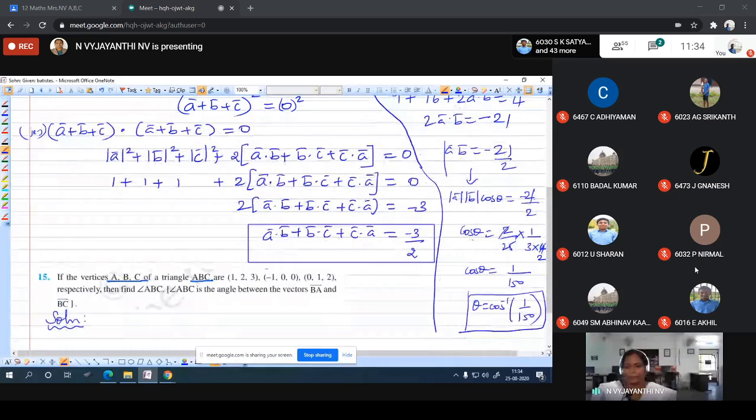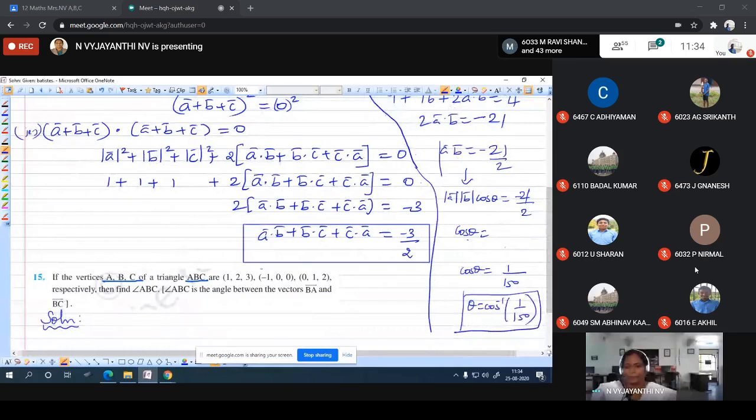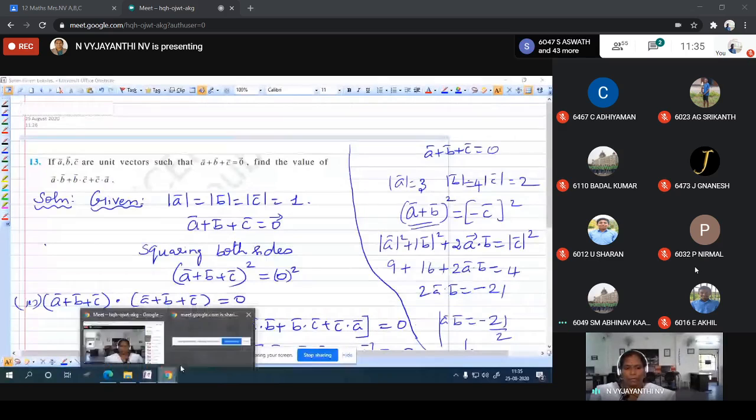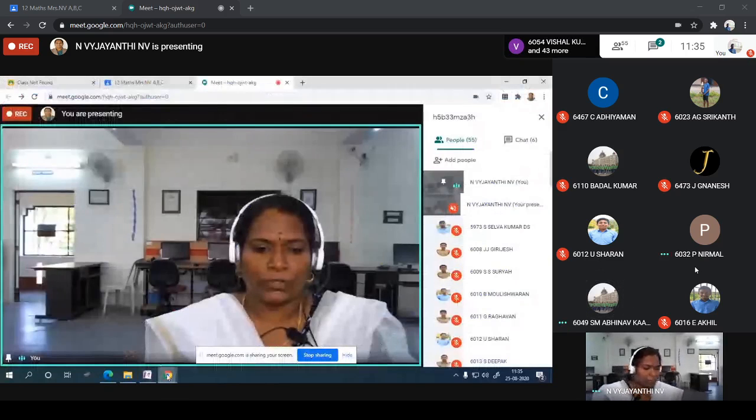And here if you simplify, you will get into 1 by 3 into 1 by 4, isn't it? So what will you get? Minus 21 divided by 2 into 12, so 24. So cos inverse of minus 21 by 24 will be the angle between A vector and B vector. Understood?